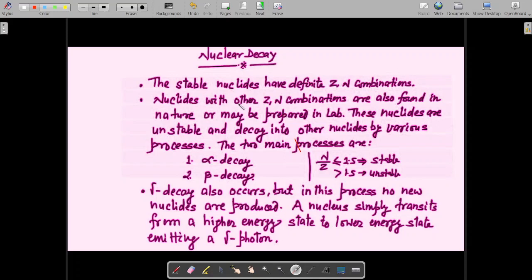So the stable nuclides are definitely done. These nuclides are unstable, and decay into other nuclides by various processes. Two main processes are alpha decay and beta decay, already learned, right? Two main processes are what? Alpha decay and beta decay.